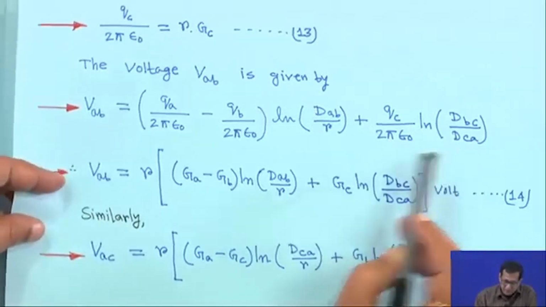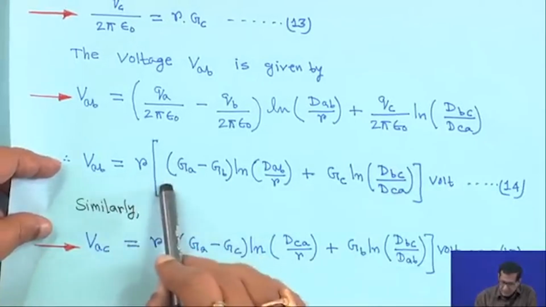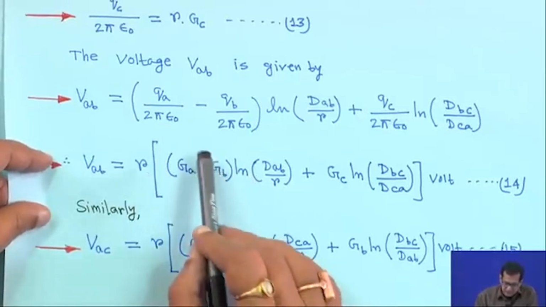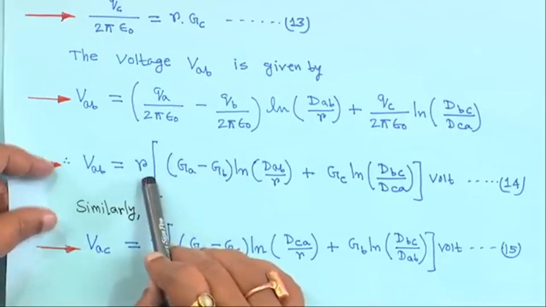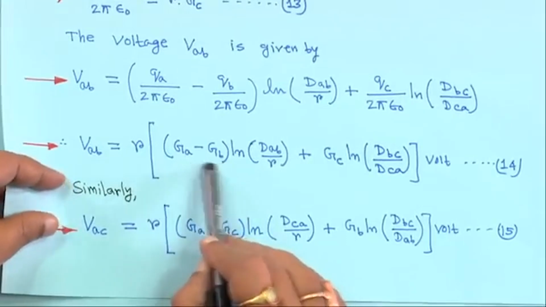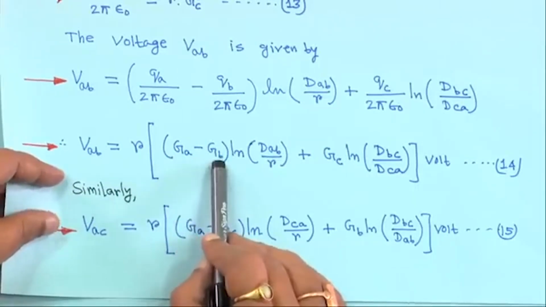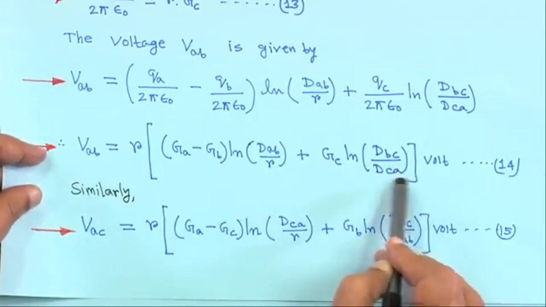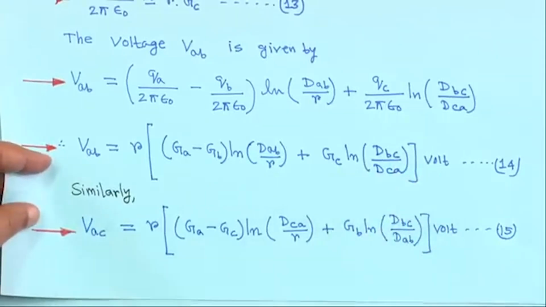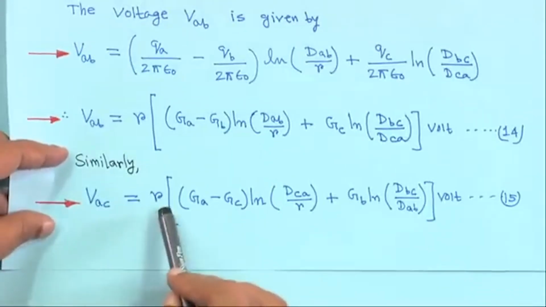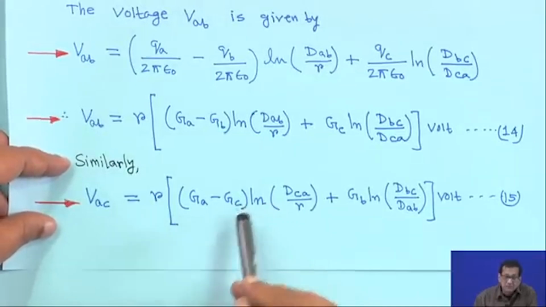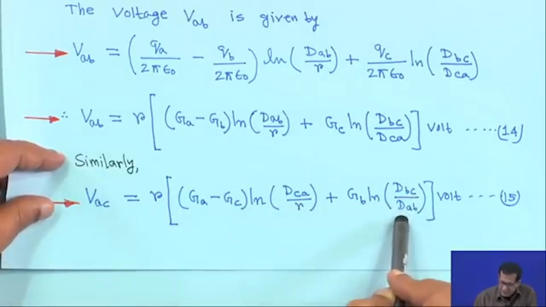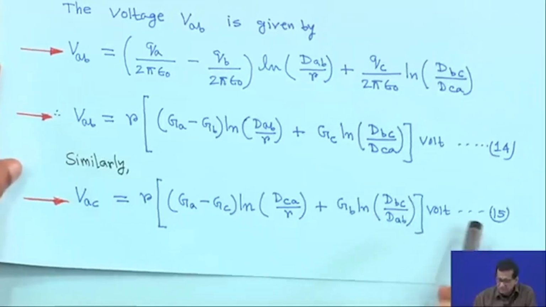So, therefore, VAB, if you multiply by R, will be equal to GA minus GB ln DAB upon R plus GC ln DBC upon DCA volt, right. I will tell you how it is coming. Similarly, your VAC is equal to R times GA minus GC ln DCA upon R plus GB ln DBC upon DAB volt, right. So, this is actually equation 15.